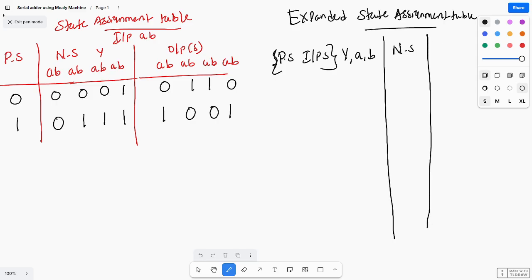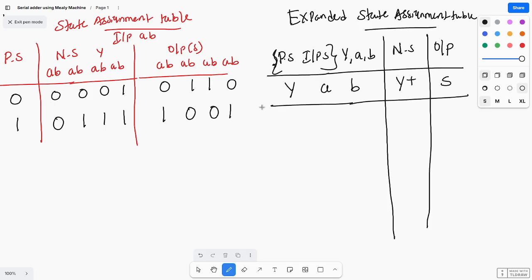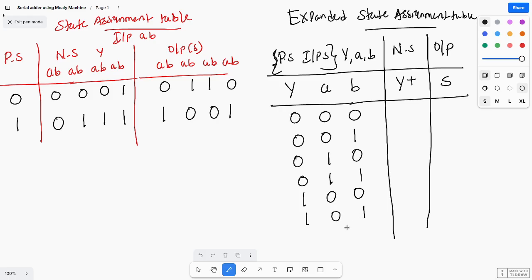And next you have output. Okay, so what are the present states? Here, y, a, b. Let us take the next state is y plus, and s is nothing but the output. Okay, so YAB means what? How many possible combinations? 8 possible combinations. 0, 0, 0, 0, 0, 1, 0, 1, 0, 0, 1, 1, 1, 0, 0, 1, 0, 1, 1, 1, 0, 1, 1, 1.